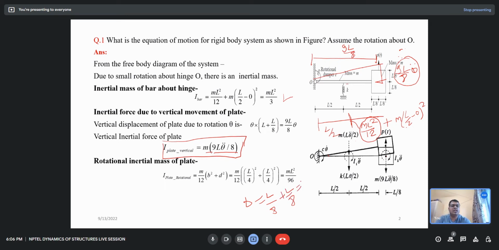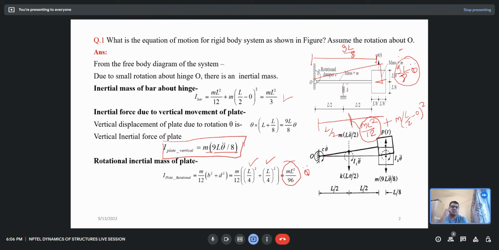So that gives you L by 4. So this is (L by 4) square, L by 4. If you solve this, that will become mL square by 96. So this is the inertial mass, and the inertial force will be mL square by 96 into theta double dot.